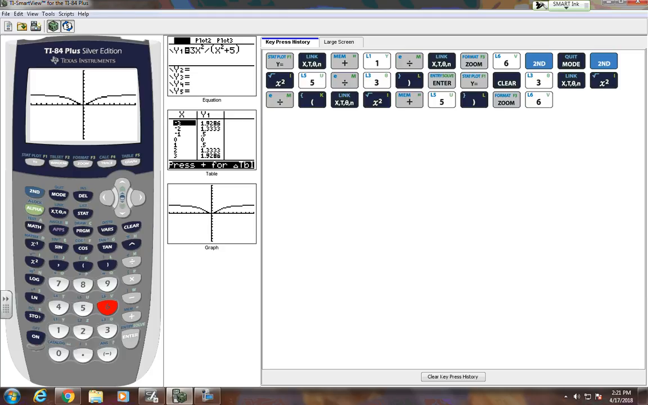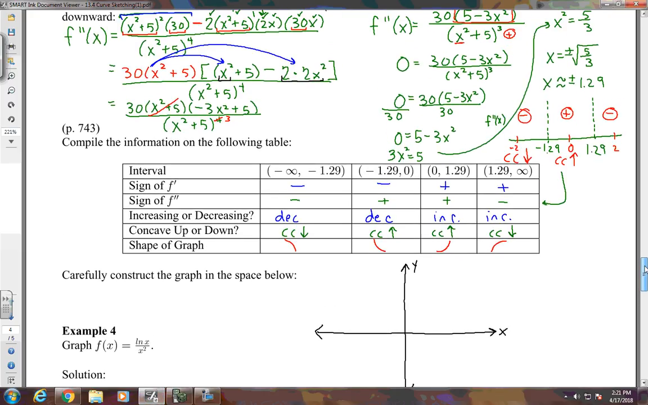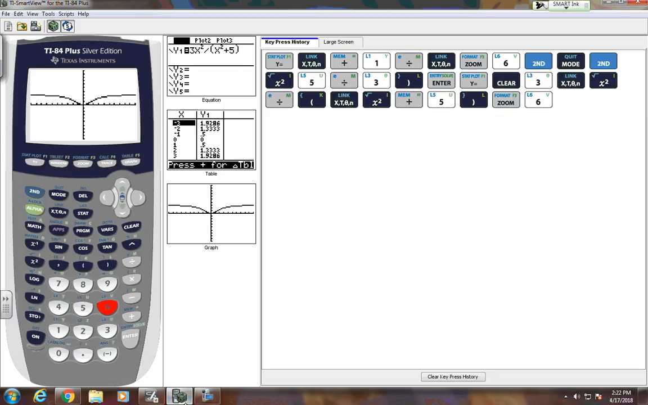I'm going to type zoom 6 to get a good picture of the graph. Okay? Now, one thing we didn't calculate in our work were inflection points. We didn't find their y values. But because my graph goes from concave down to concave up, at this location we know there's going to be an inflection point at negative 1.29. Also because concavity changes, here to here, there's going to be an inflection point at positive 1.29. So I should be able to see the graph change concavity at positive and negative 1.29.